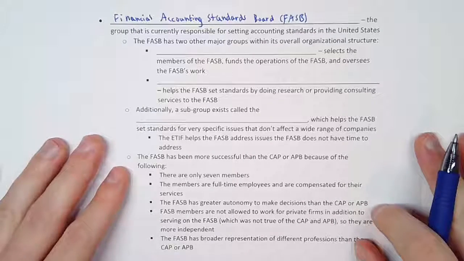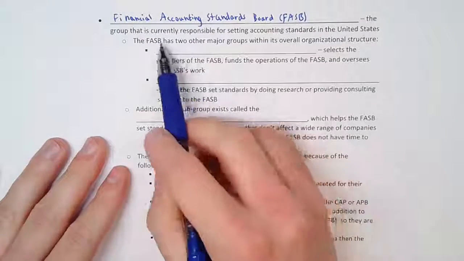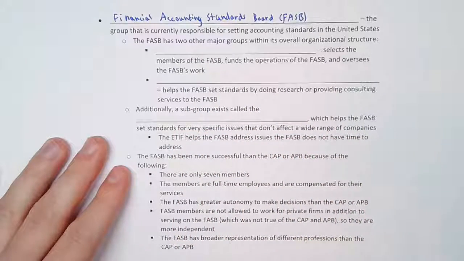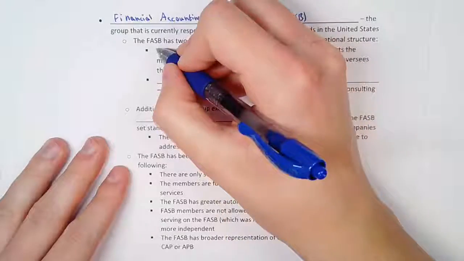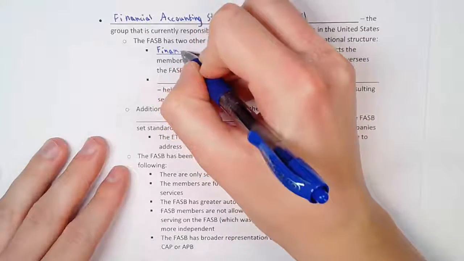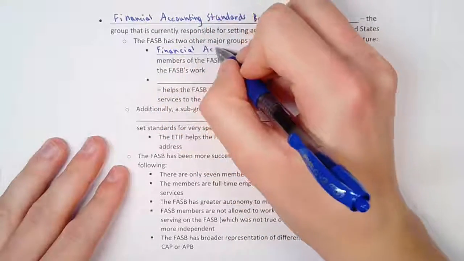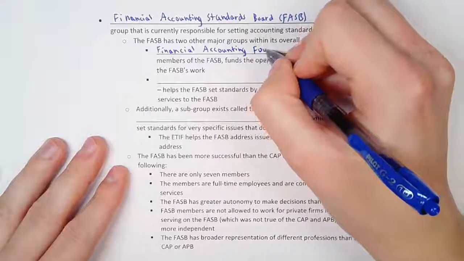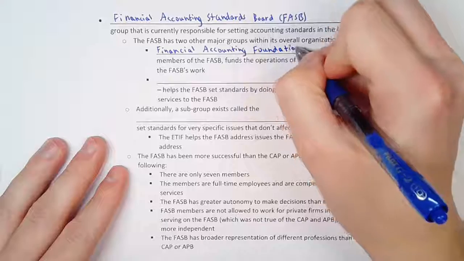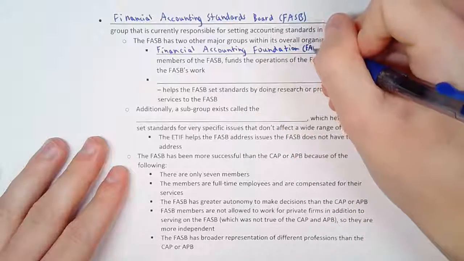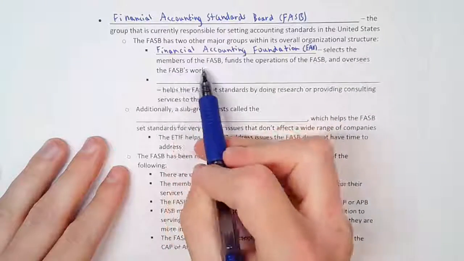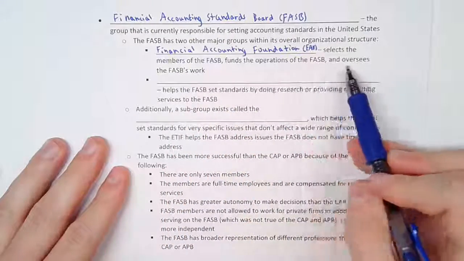The FASB has two other major groups in its overall organizational structure. The first one is called the Financial Accounting Foundation, the FAF, Financial Accounting Foundation. And basically, what this organization does is that they select the members of the FASB, they fund the operations of the FASB, and oversee the work of the FASB.